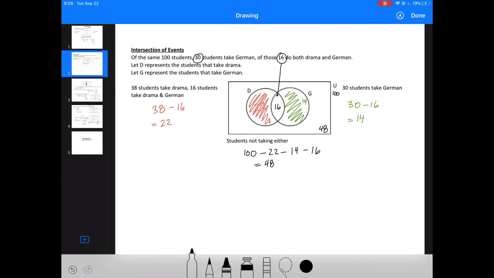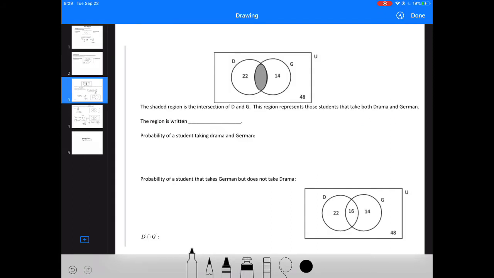We're now going to extend it a little bit further. Here we've got the shaded region, which is what we had before with our 16 in the previous example. And this is the intersection of D and G. This region is going to represent the students that take both drama and German. And we represent that by D and G.